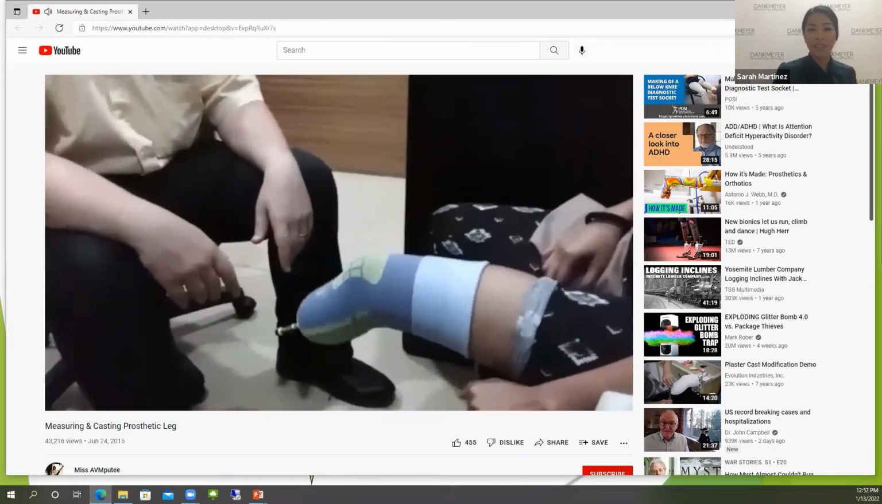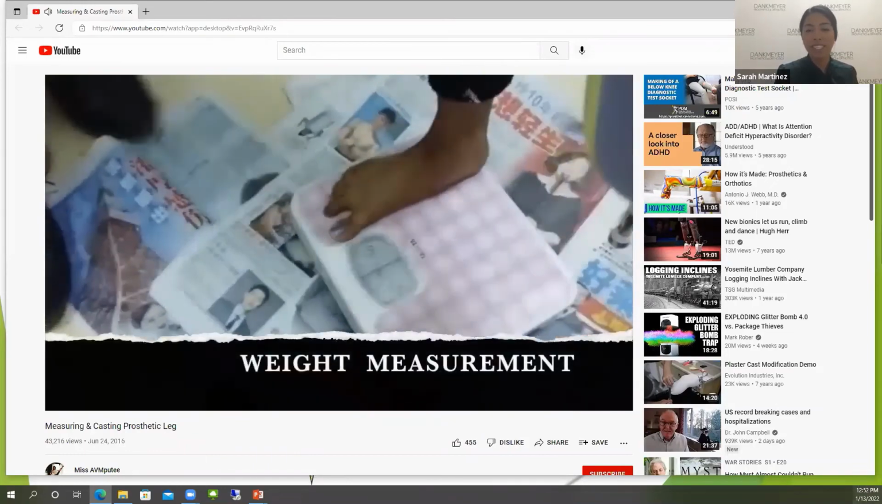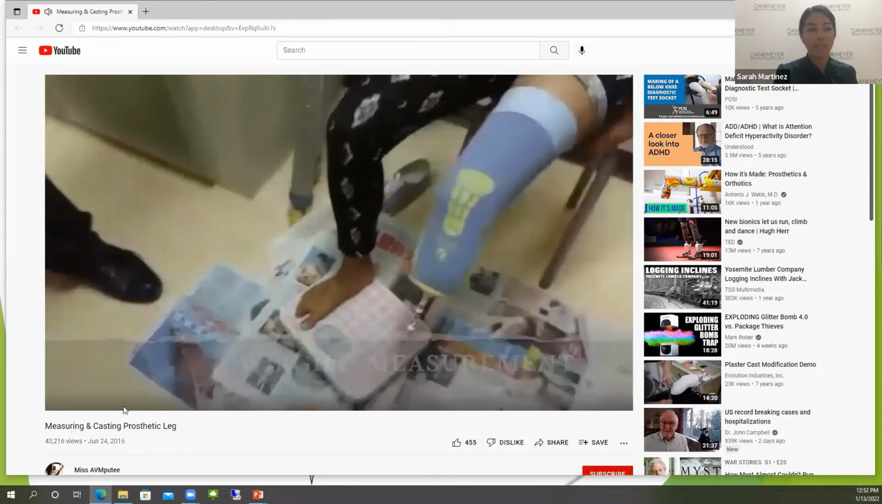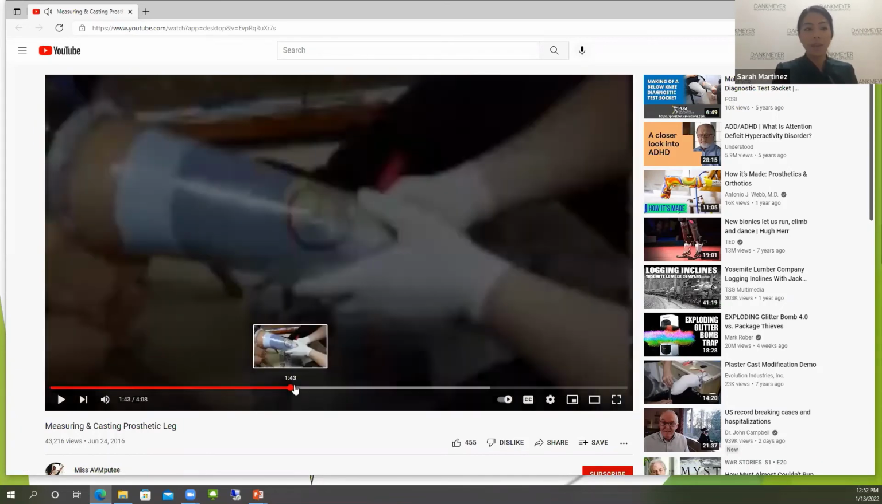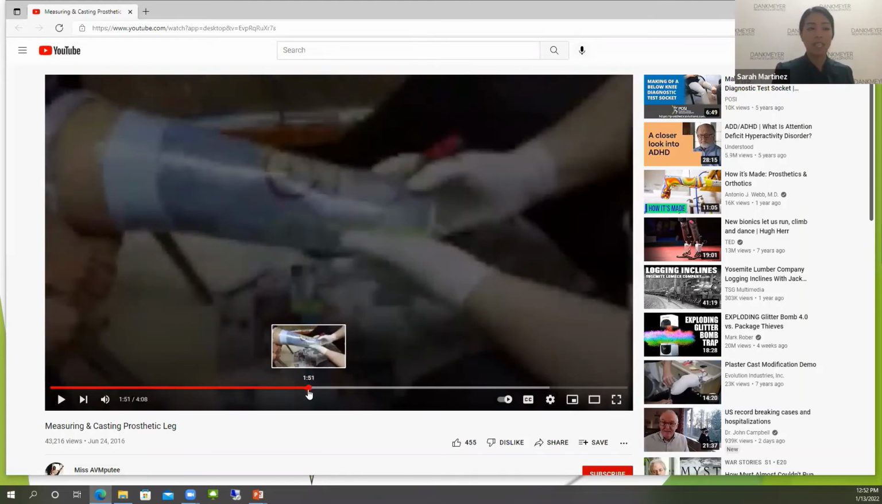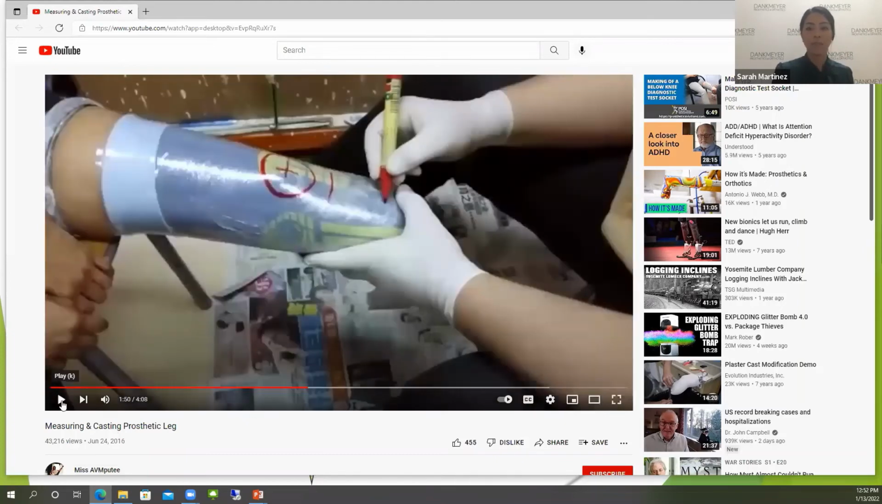All right, so if we can go next to the step of measurement. It is important for the 2-minute 50 mark. So at this point in time, you're seeing the plaster of Paris application.